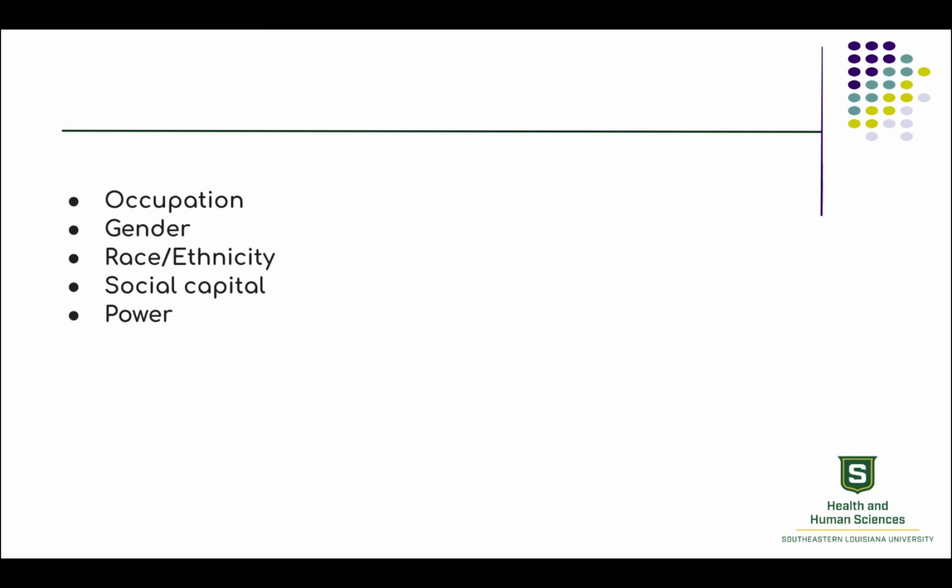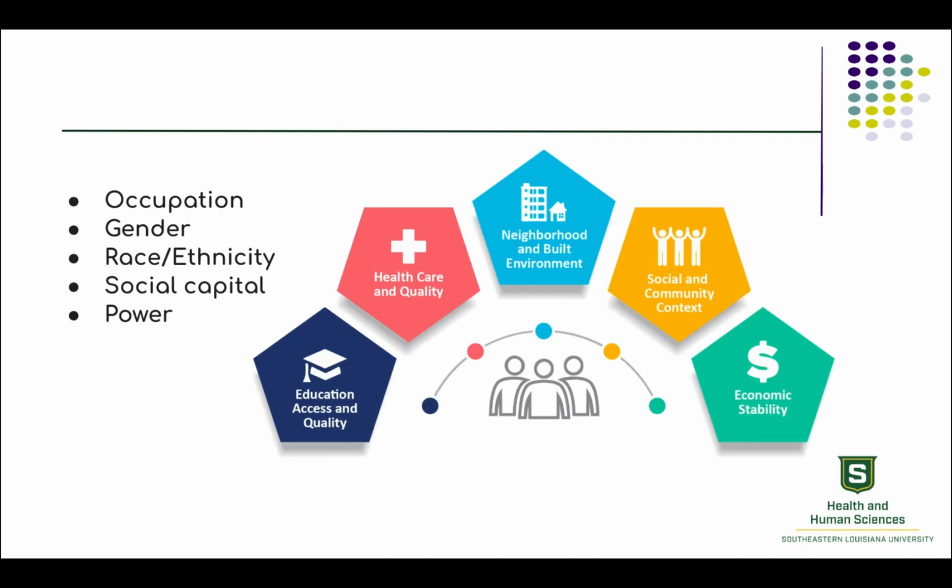And now the other social determinants of health you can think of, if you're trying to conceptualize what those are. We'll be looking in terms of occupation, race, ethnicity, social capital. We have power, and then this image describes all the different other types of social determinants of health, where you have economic stability, you have access to education as well as quality of education. All of these are social determinants of health. And this is not an exhaustive list.